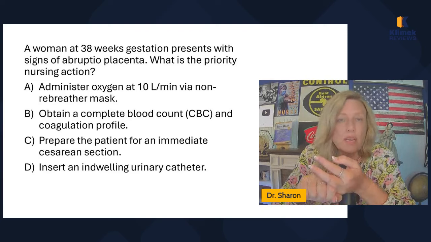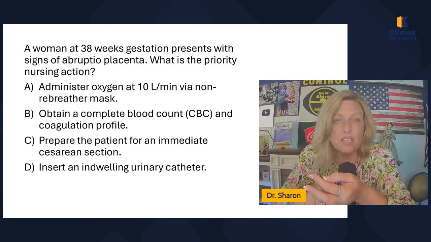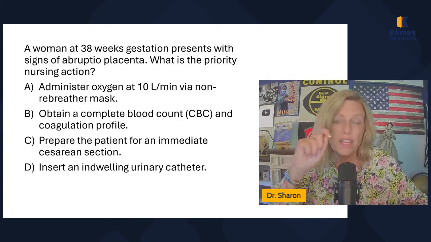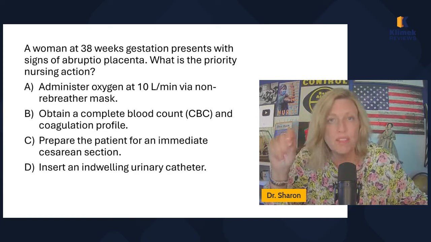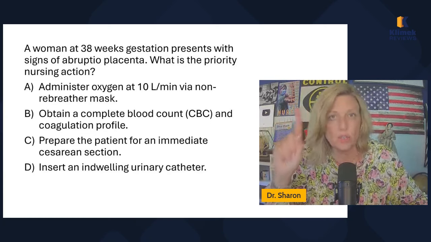And she has abruptio placenta. Priority nursing action means if you can only do one thing, which one thing are you going to do? It doesn't say what is she going to do first. It says what's best. Best and priority are the same thing. So what's best here? You can only do one thing.